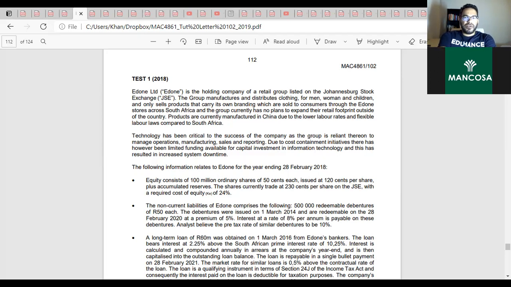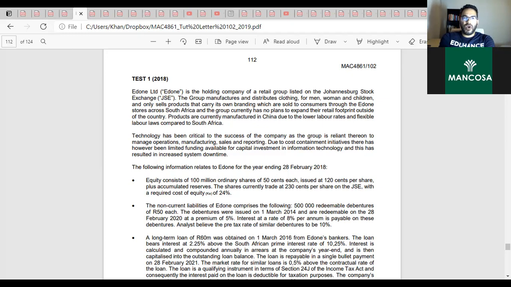So they say Edone is the holding company of a retail group listed on the Johannesburg Stock Exchange. The group manufactures and distributes clothing for men, women, and children, and only sells products that carry its own branding, which are sold to consumers through the Edone stores across South Africa. And the group currently has no plans to expand their retail footprint outside of the country. Products are currently manufactured in China due to the lower labor rates and flexible labor laws compared to South Africa.